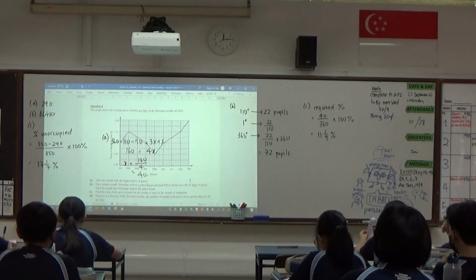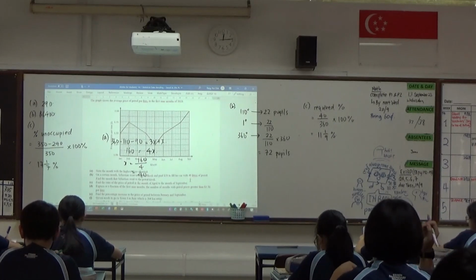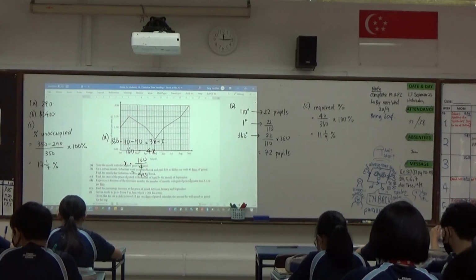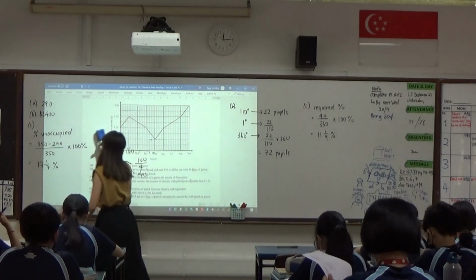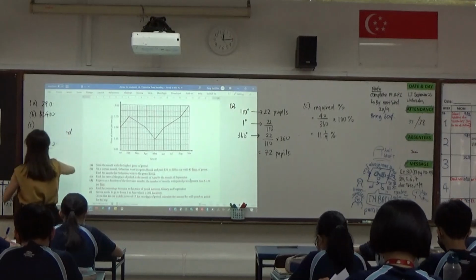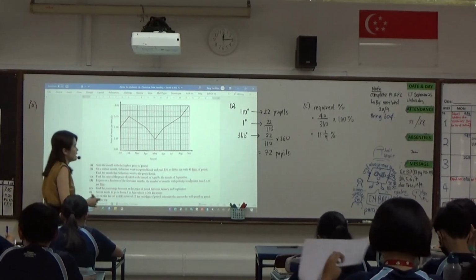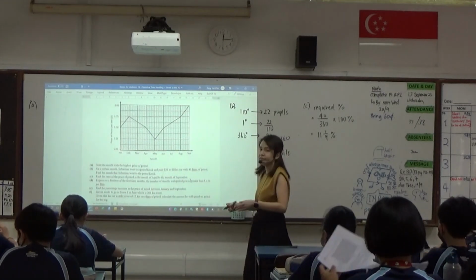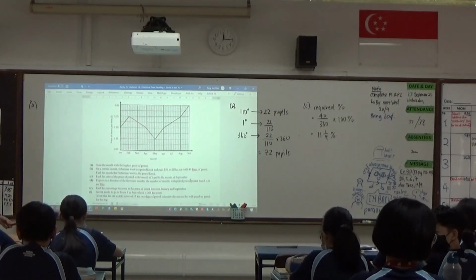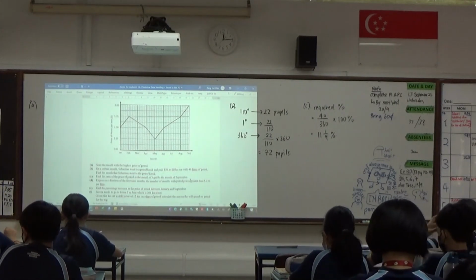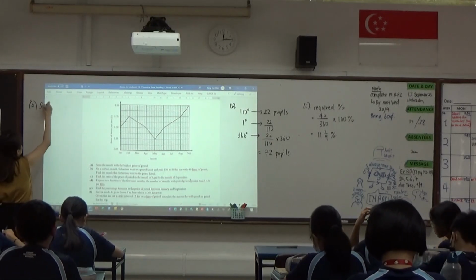Question 4. Alright, we have this line graph over here. We want to state the month with the highest price of petrol. So which month will that be? Let's see. Hansheng. Which month has the highest price of petrol? September. September. Okay.